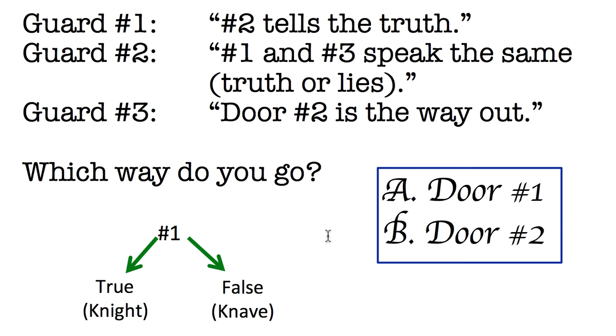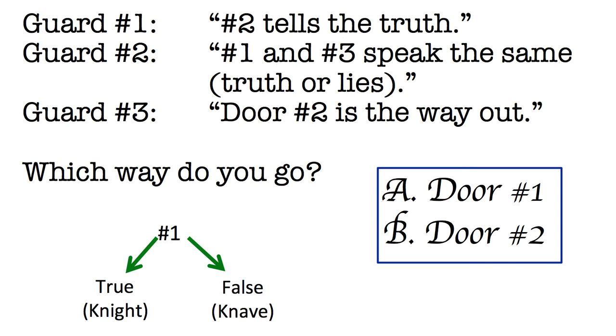What if guard number 1 is a knave and is speaking falsely? Well, if that's the case, then they're a knave. Then it's false that guard number 2 speaks the truth. So guard number 2 must also be a knave. So in case number 2, guards 1 and 2 are both knaves. Now, guard number 2 says 1 and 3 speak the same. 1 is a knave, remember. But if that is false, because guard number 2 is a knave, remember, then 3 must not be a knave. 3 must be a knight.